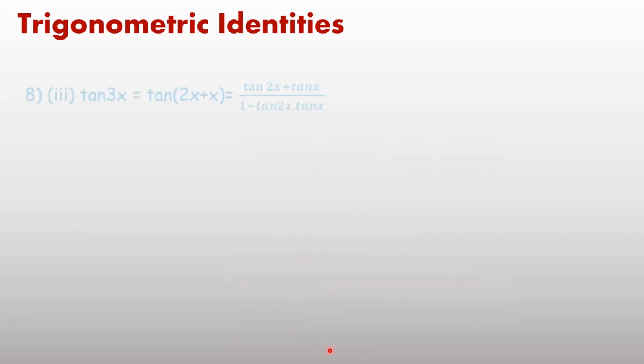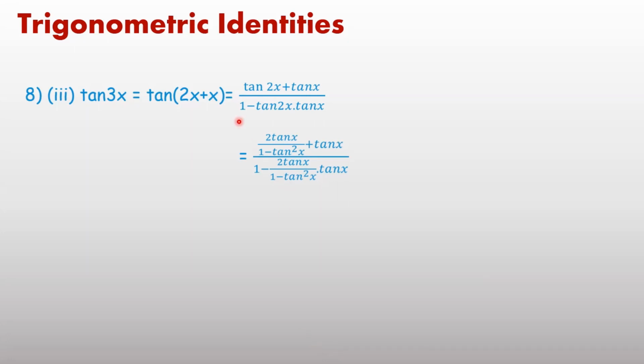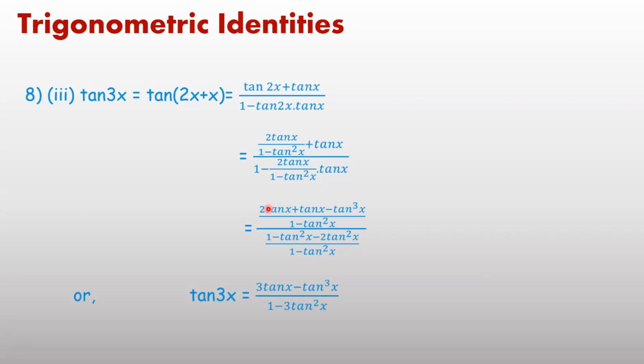Next one, tan 3x. Tan 3x, same process, tan(2x+x), tan x plus tan y upon 1 minus tan x tan y, same formula apply here. Tan 2x is 2 tan x upon 1 minus tan square x. 1 minus, again in place of tan 2x, write down the formula. Taking LCM, denominator here cancel out, and what remains is 2 tan x plus tan x, 3 tan x minus tan cube x upon 1 minus 3 tan square x. That is our identity for tan 3x.